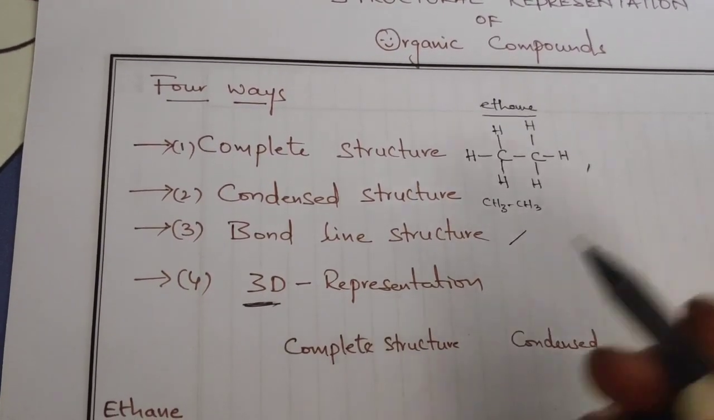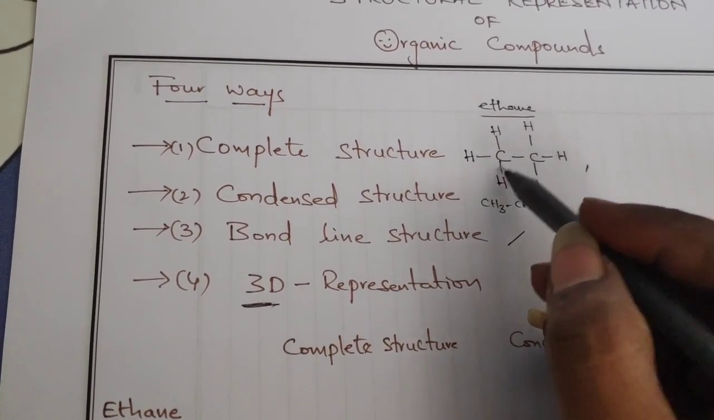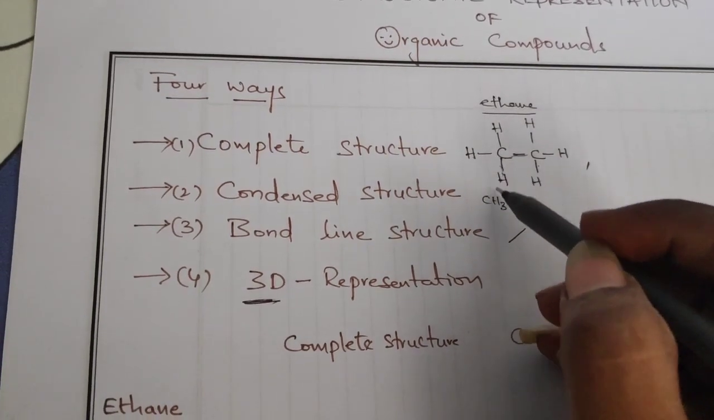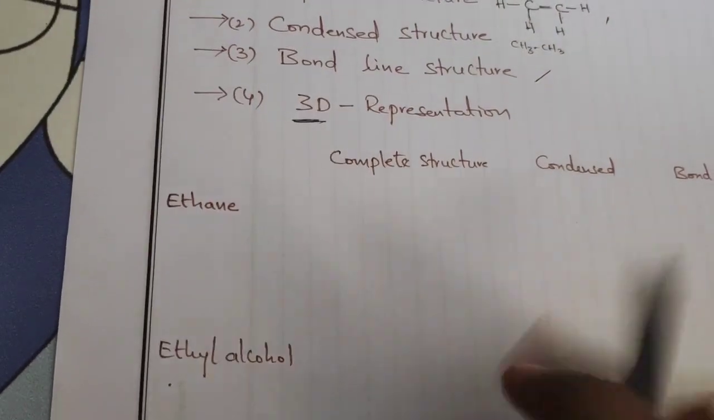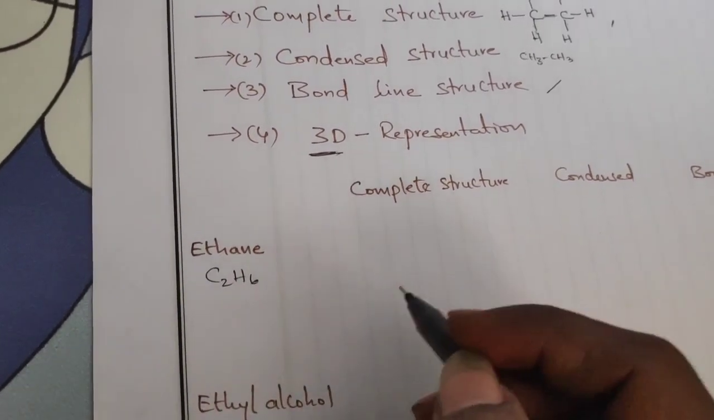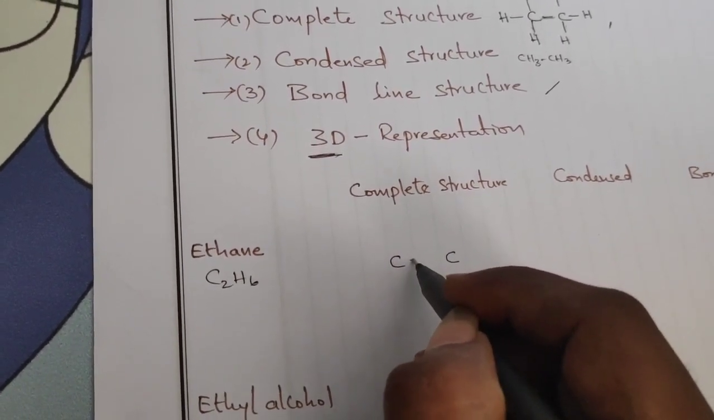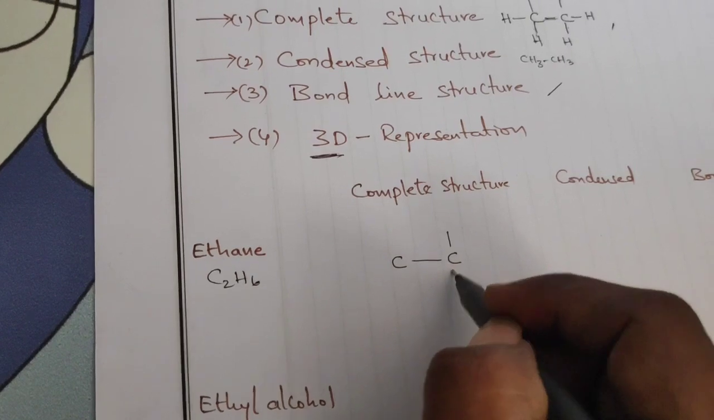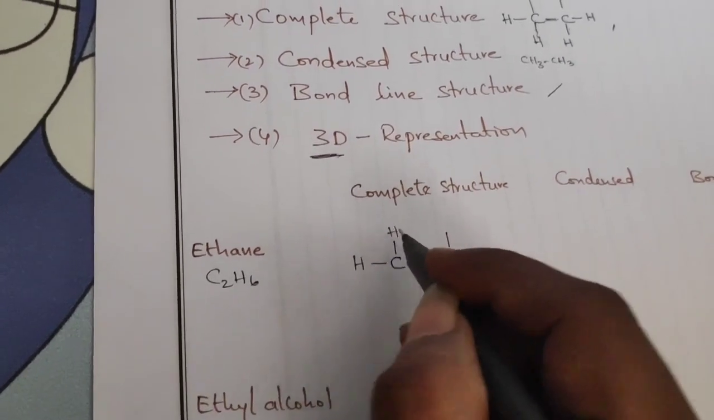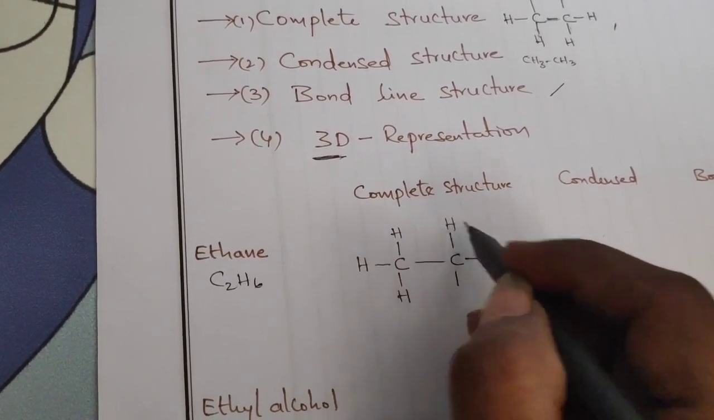In complete structure, all the bonds are represented by a bond. CC bond is represented by a line and CH bond is also represented by a line. For example, if you take an example of ethane, we know that the formula of ethane is C2H6. So there are two carbons, C, C, and bond between them, and remaining all are hydrogens. These hydrogen carbon bonds are also included in this complete structure.